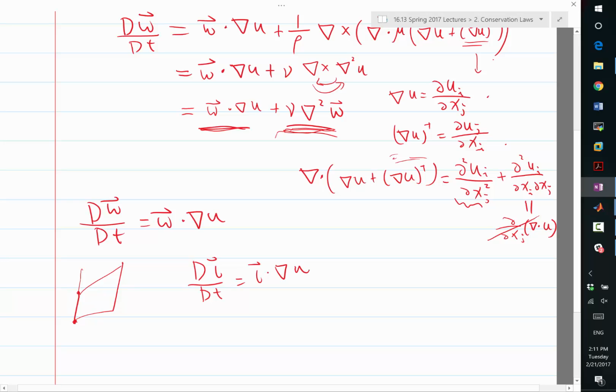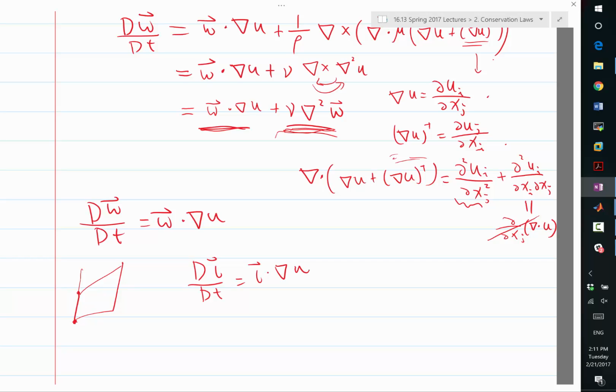Right? Anybody still remember? Look at these two equations. They are the same. So for inviscid flow field, what we say about this is that a vortex line moves with the flow.